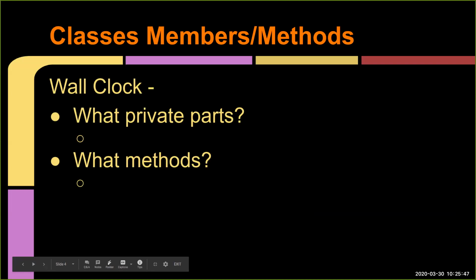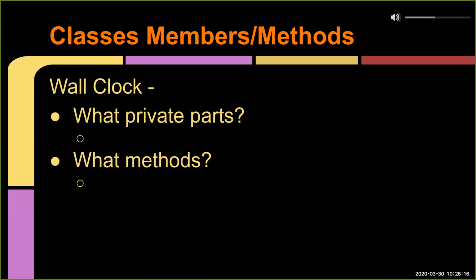All right, so wall clocks. It's really important to be able to look at something, or a class of those things, and figure out what kind of private things that thing might have and what kind of methods, or ways of interacting with that thing, we might have. You should be able to look at things around in your environment and do this activity in your head. So I just looked up and I see a wall clock.